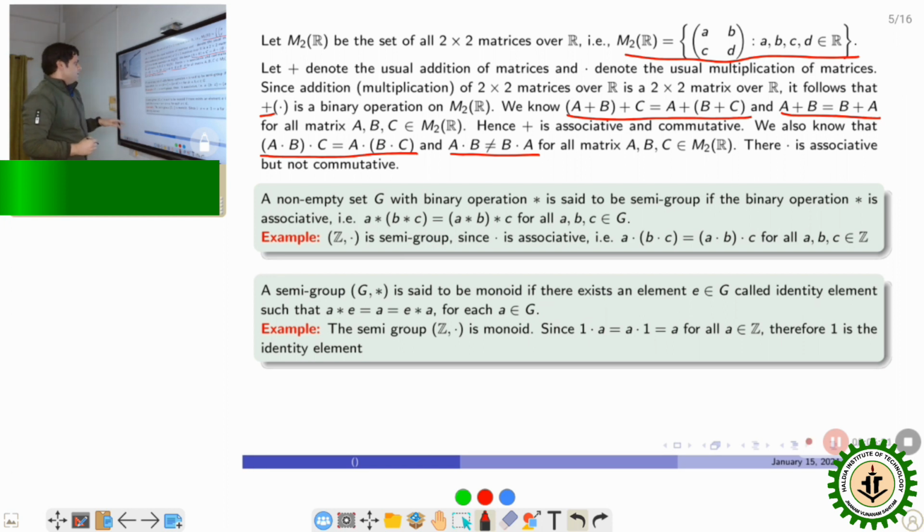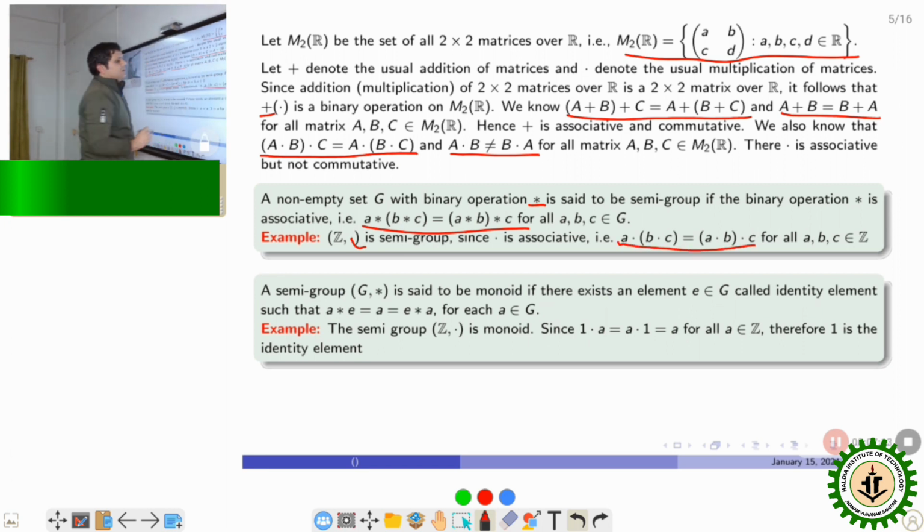Now we define semigroup. A non-empty set G with a binary operation star is said to be a semigroup if the binary operation star is associative. That means the condition holds for all a, b, c in G. For example, Z comma dot is a semigroup. Here dot is the usual multiplication of integers. And we know if we multiply any two integers, the result is also an integer. Therefore, this dot, the multiplication of integers, is a binary operation. And similarly, we know this condition always holds in the set of integers. Therefore, Z comma dot is a semigroup.